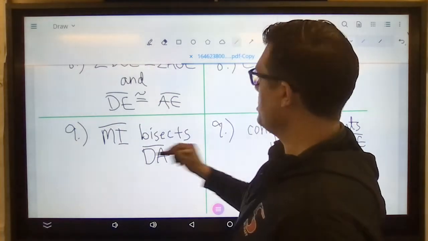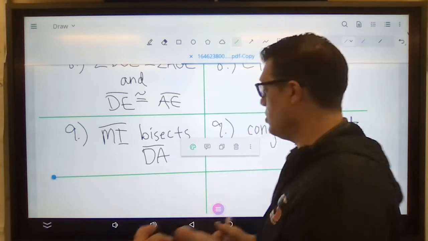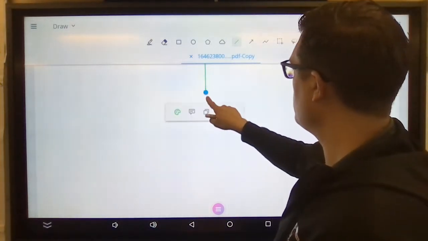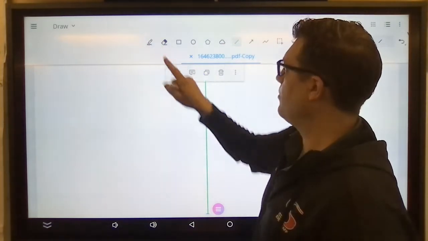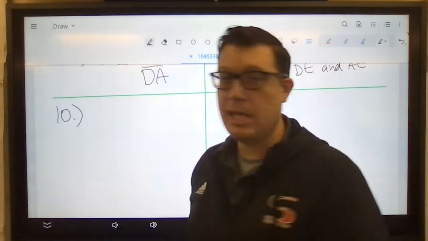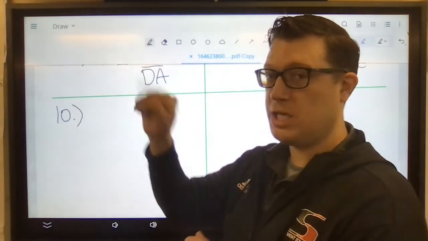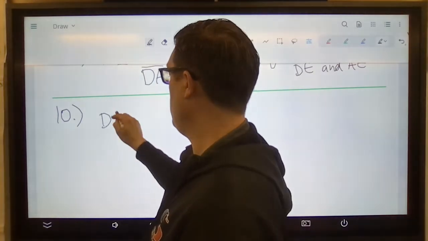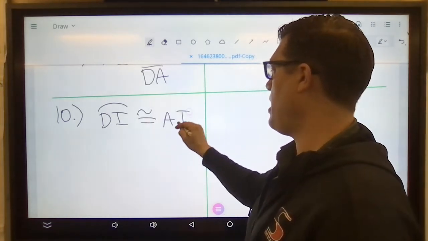Now, next up, this is where statement 10 steps in. Statement 10 is trying to prove that other part that I'm still waiting on. So, sorry, stick with me. You're doing a great job. Here we go. Statement 10 is to say that the arc created by DOE, that means that's arc DI, is congruent to arc AI.